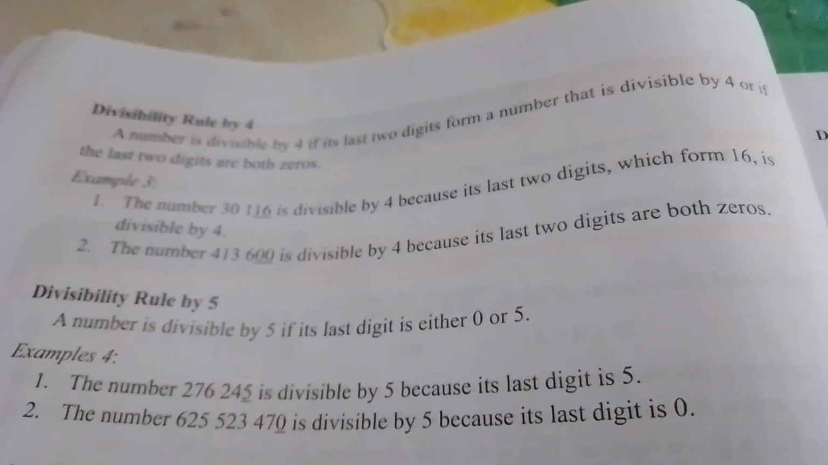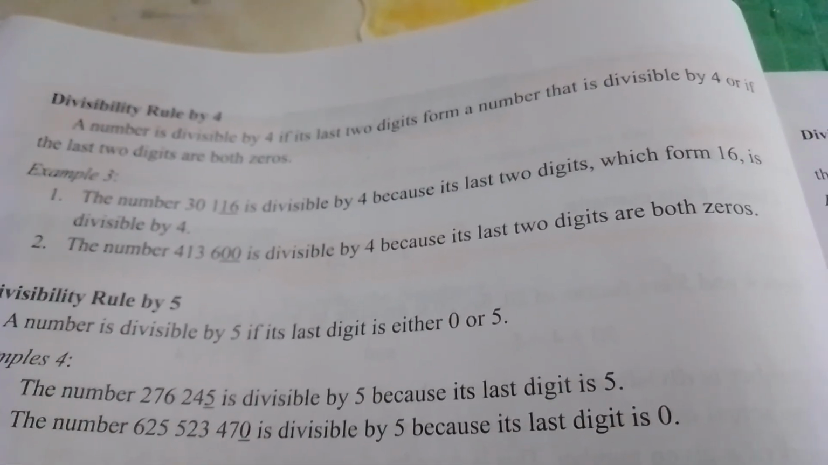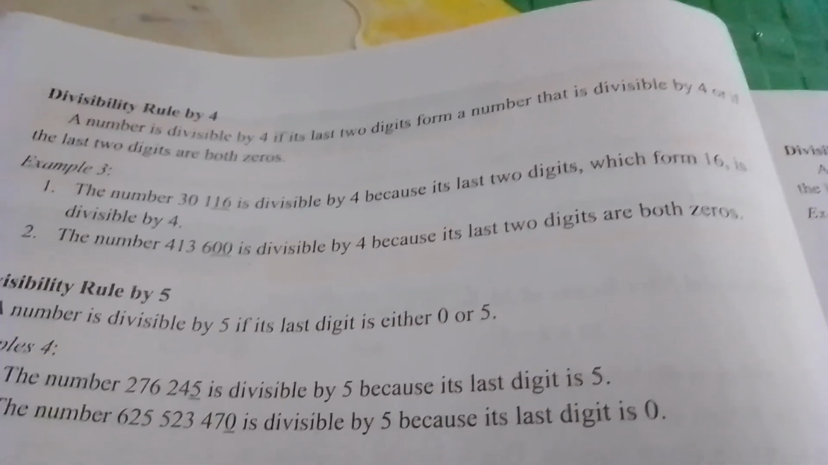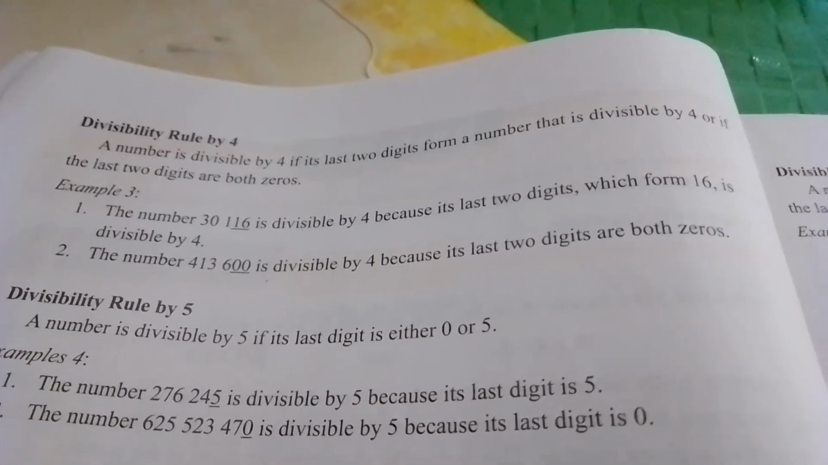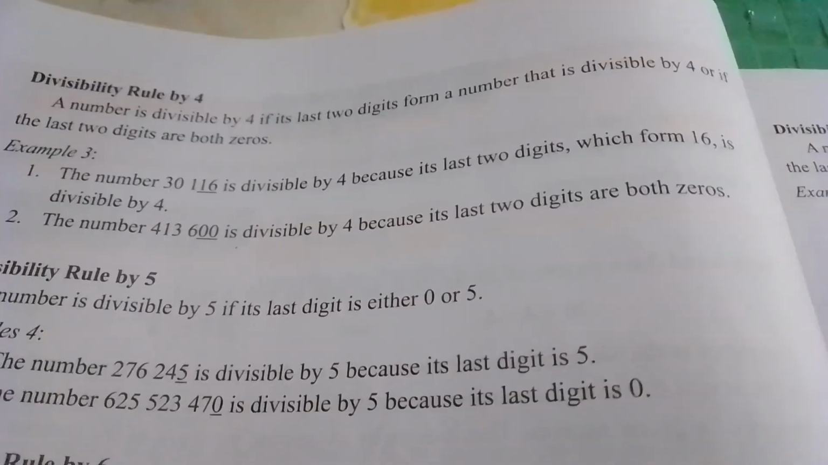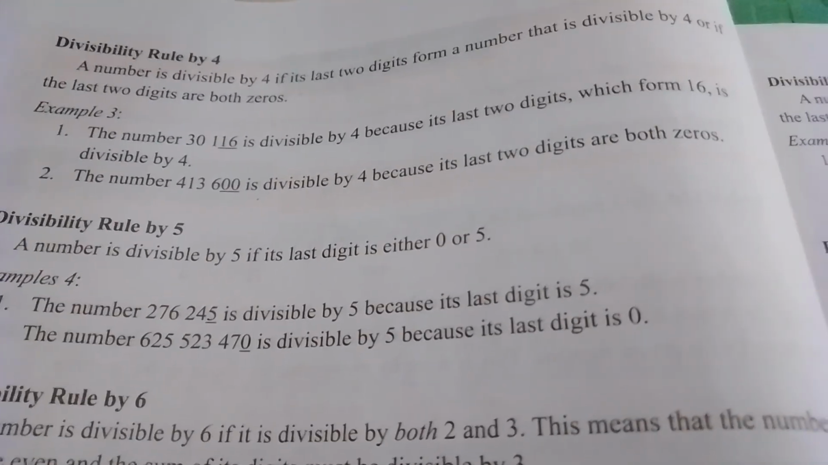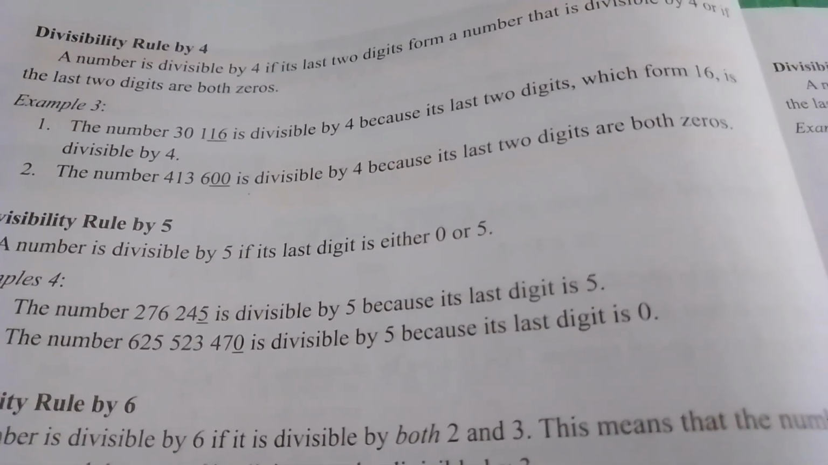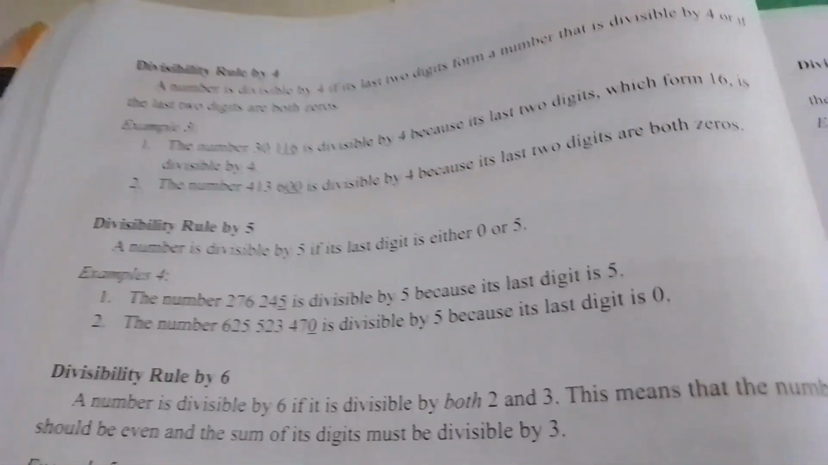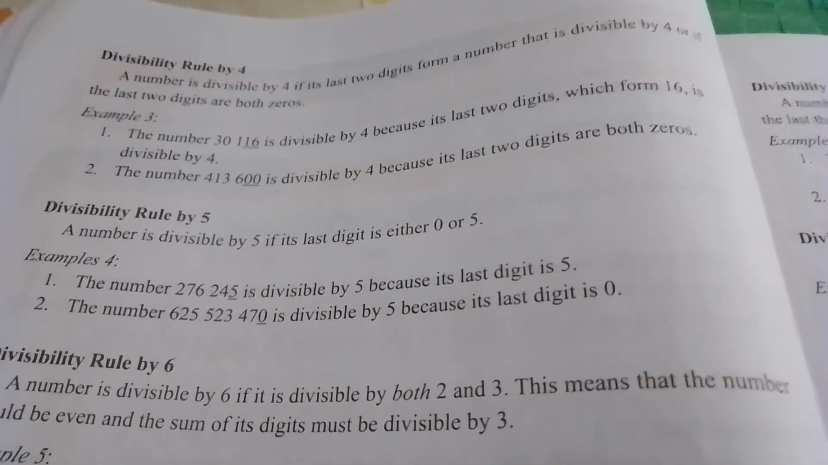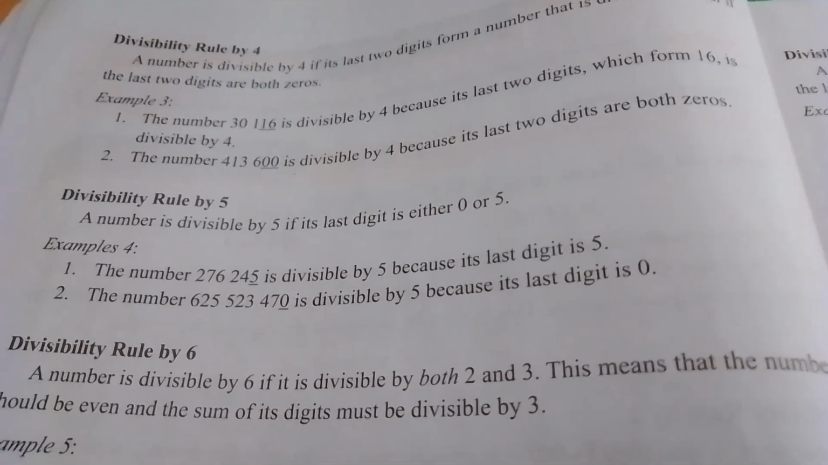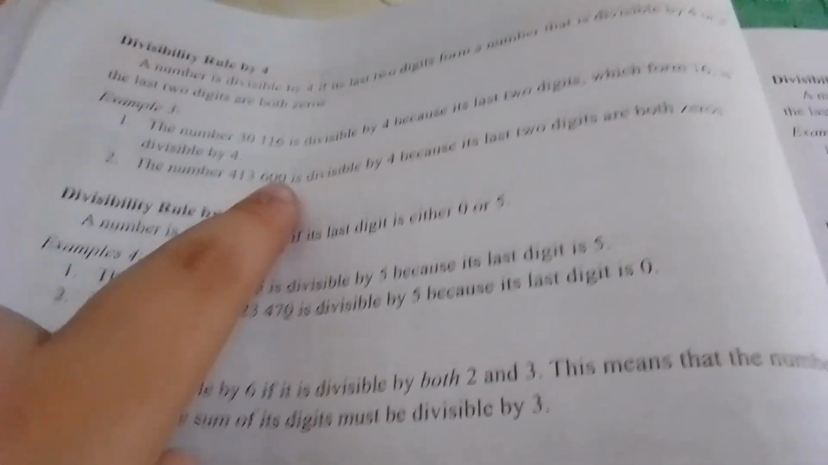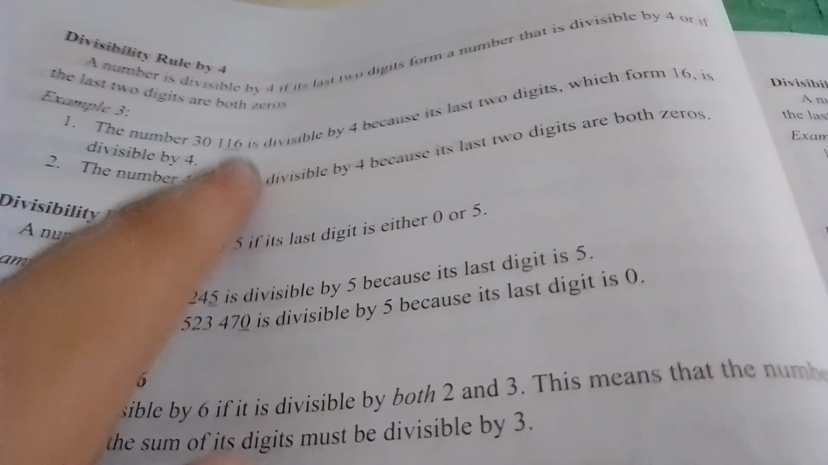Divisible by 4. A number is divisible by 4 if its last 2 digits form a number that is divisible by 4, or if the last 2 digits are both zeros. Let's try an example. The number 30,116 is divisible by 4 because its last 2 digits, which form 16, are divisible by 4. 16 divided by 4 is 4. So this is divisible by 4.